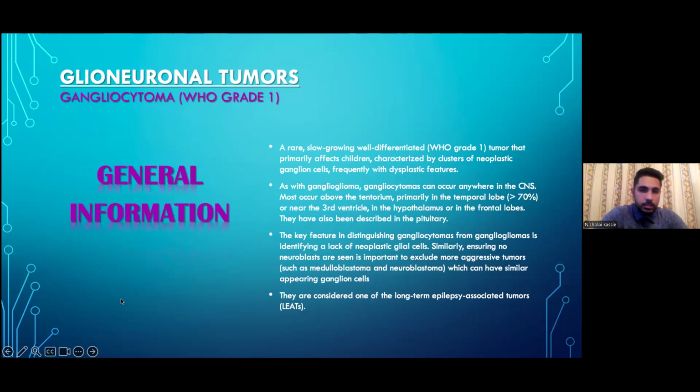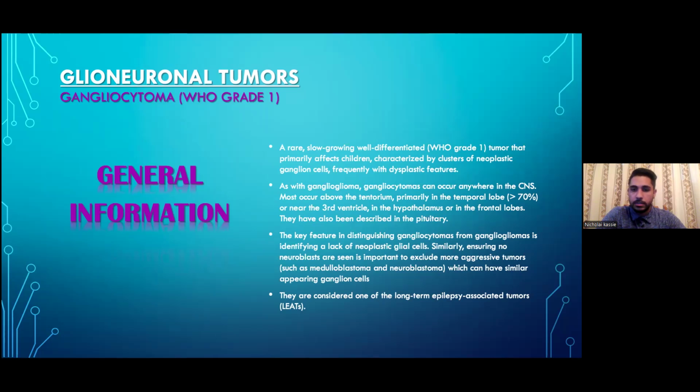Okay, so moving on to the second one, gangliocytoma, which is a WHO grade 1 as well. This is a rare, slow-growing, well-differentiated WHO grade 1 tumor that primarily affects children, characterized by clusters of neoplastic ganglion cells, frequently with dysplastic features. As with gangliogliomas, gangliocytomas can occur anywhere in the CNS and the central neuraxis.